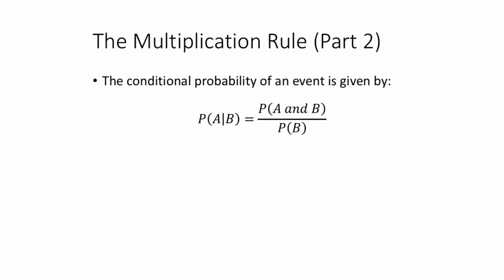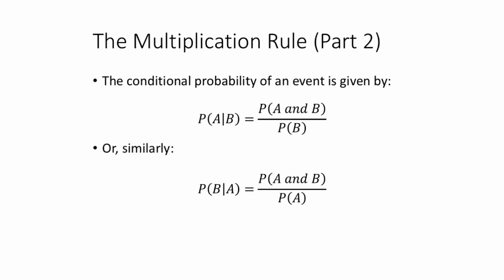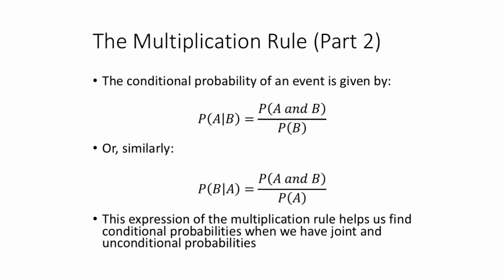So we might say the probability of A given B equals the joint probability, the probability of A and B occurring at the same time, divided by the probability of B. Or you can rewrite it so that the probability of A is in the denominator and you're finding the probability of B given A. These are just different ways of re-expressing the multiplication rule that we have just discussed.